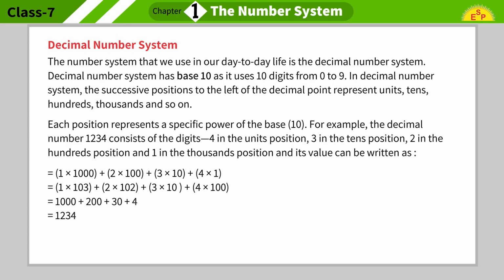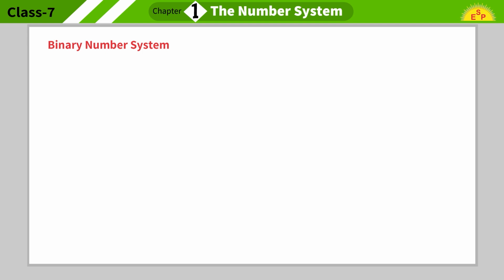For example, the decimal number 1234 consists of the digits 4 in the units position, 3 in the tens position, 2 in the hundreds position and 1 in the thousands position, and its value can be written accordingly.